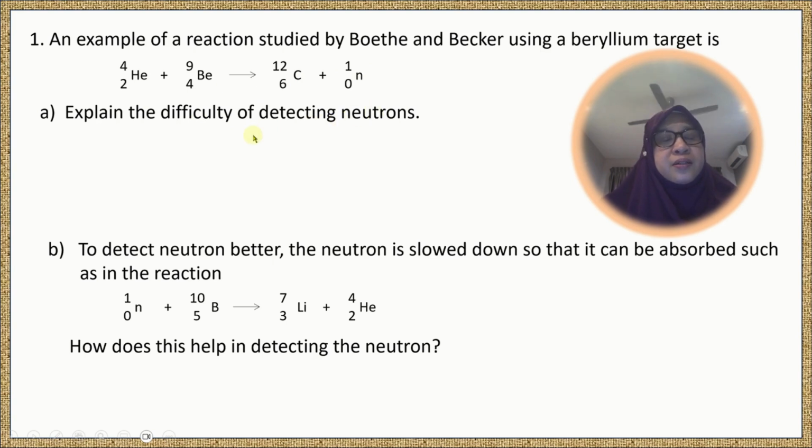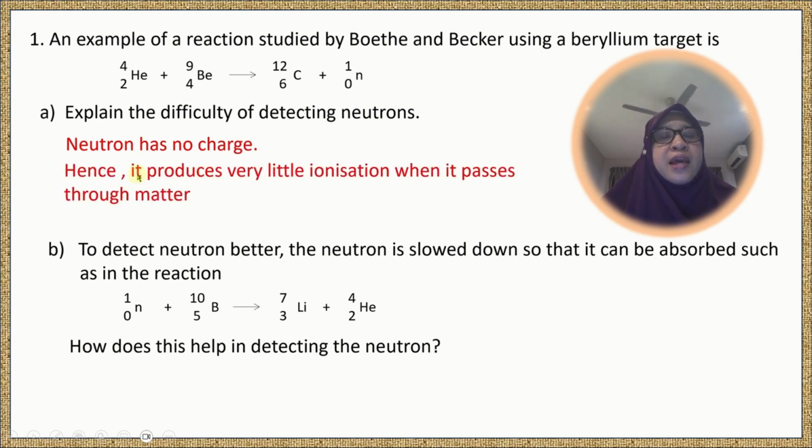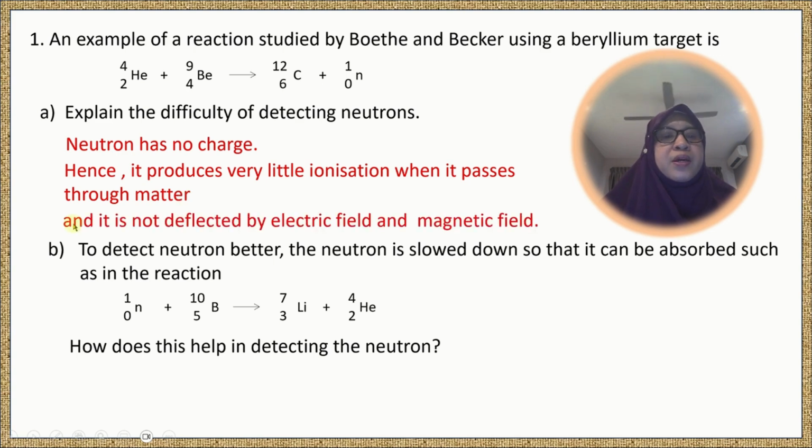Okay, the difficulty is that the neutron has no charge, and hence it produces very little ionization when it passes through matter. Also, it is not deflected by electric fields and magnetic fields. So these are the difficulties of detecting neutrons.